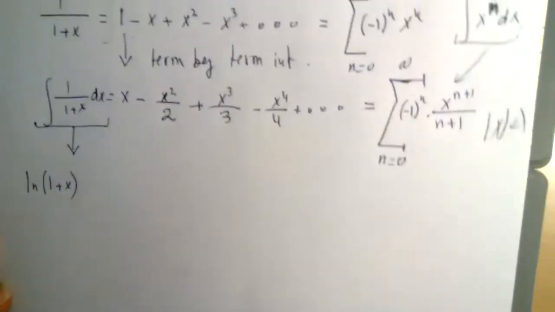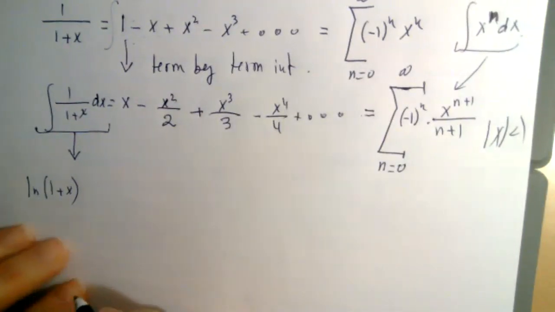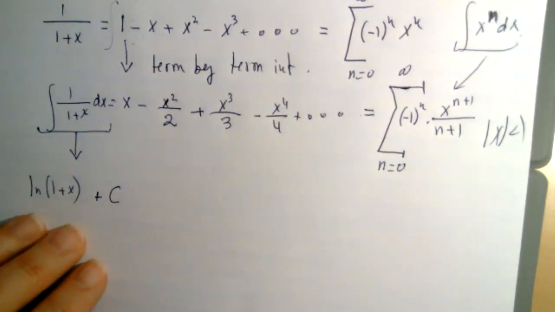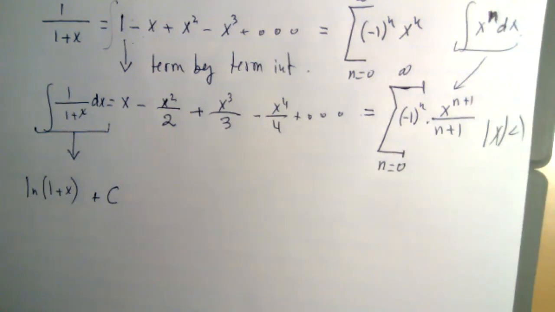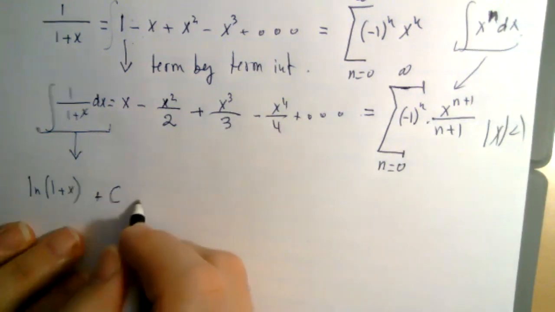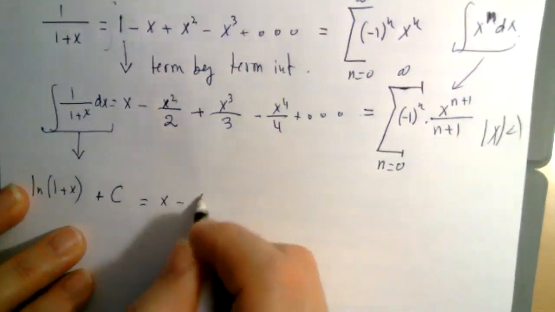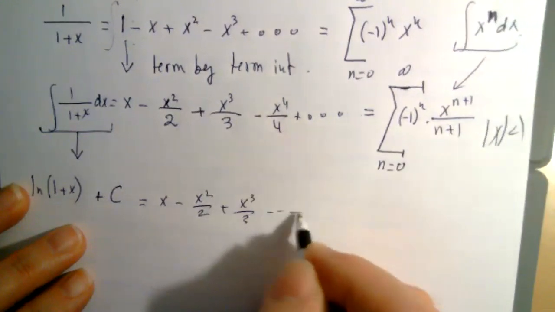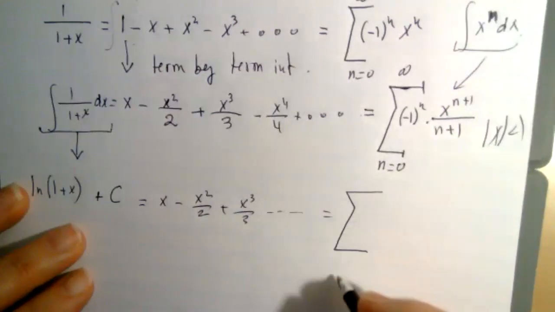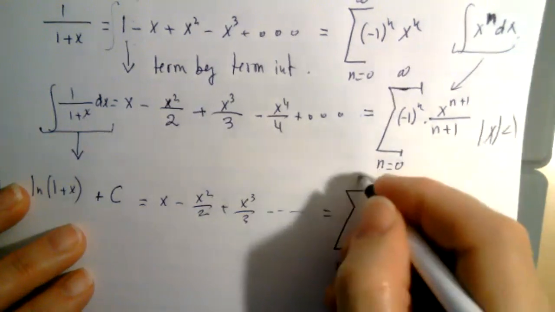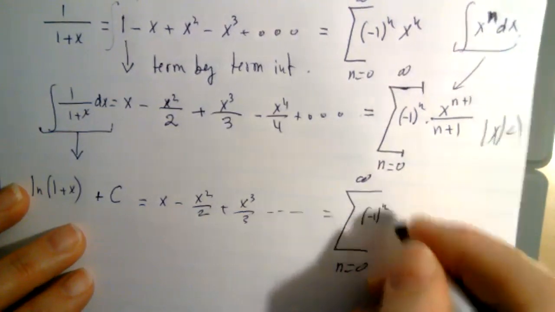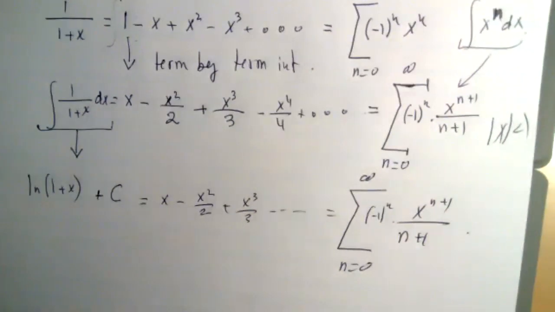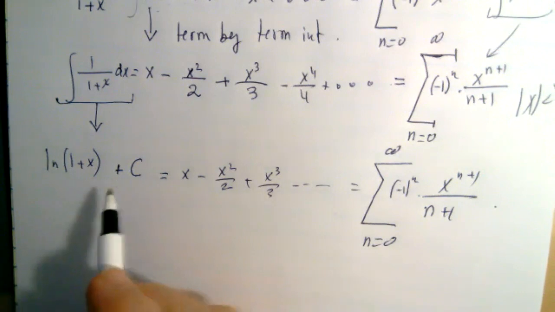So now what's the antiderivative of that? It's ln of 1 plus x, and some student will tell me plus a constant. Okay, I'm going to put a constant in here, and I will take care of it in a second. So this is going to be equal to x minus x squared over 2 plus x cubed, etc. It means sigma n equals 0 to infinity of minus 1 to the n, x to the n plus 1 over n plus 1.